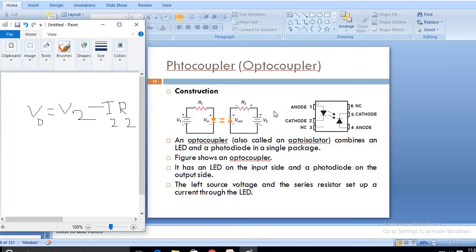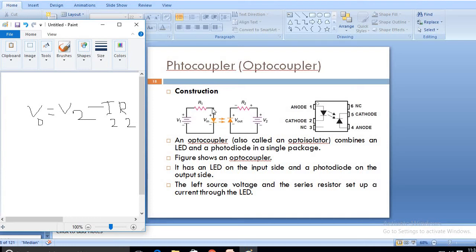The one most important point is that the output voltage is linearly varied in accordance with the input voltage. Once again, I will explain the photocoupler and optocoupler. A photocoupler or optocoupler is the combination of an LED and a photodiode in a single package. See this diagram for the construction part.